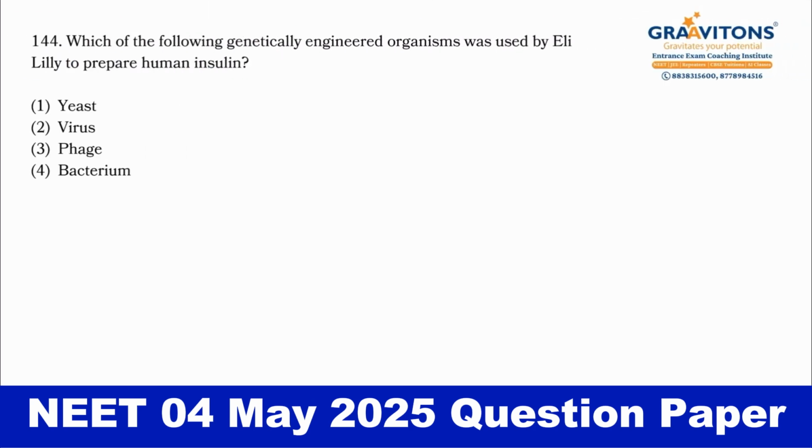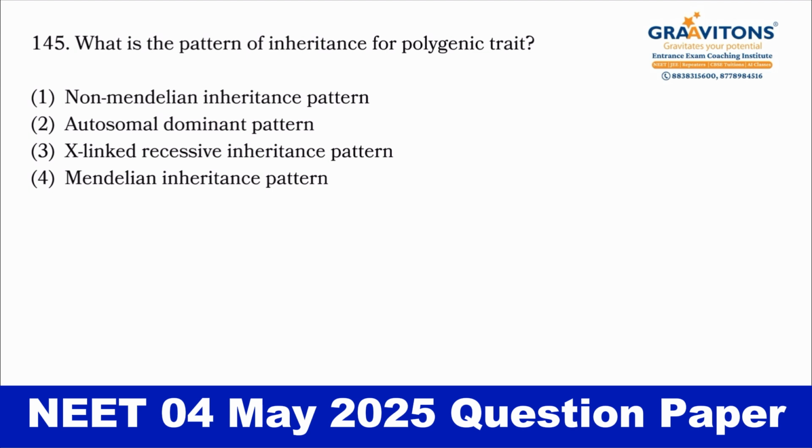The next question, question number 144. Which of the following genetically engineered organisms was used by Eli Lilly to prepare human insulin? It is a bacteria. Direct question. And this question is there in our Gravitons book as question number 37 in level 1 concept 2. So, a direct question we have got from our Gravitons book as well. Okay, right. The next question, what is the pattern of inheritance for a polygenic trait? Polygenic traits do not follow Mendelian inheritance. So, it is a non-Mendelian inheritance pattern. All the others, if you take, follow Mendelian inheritance.